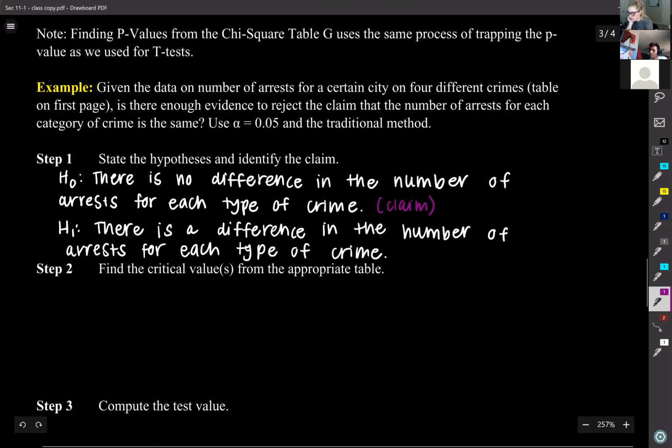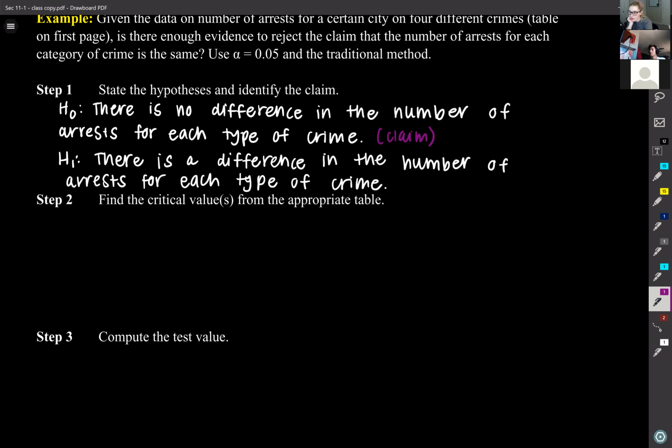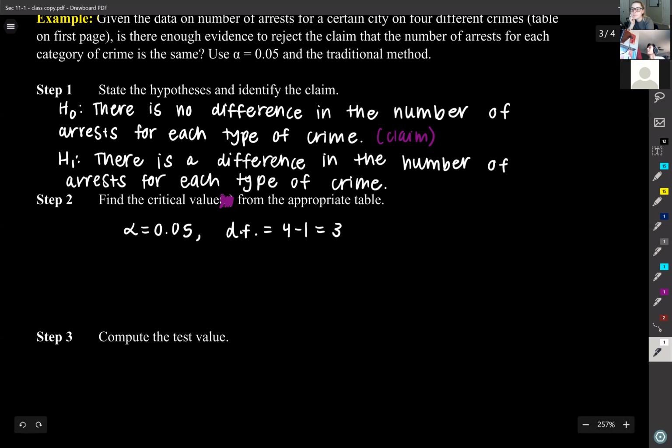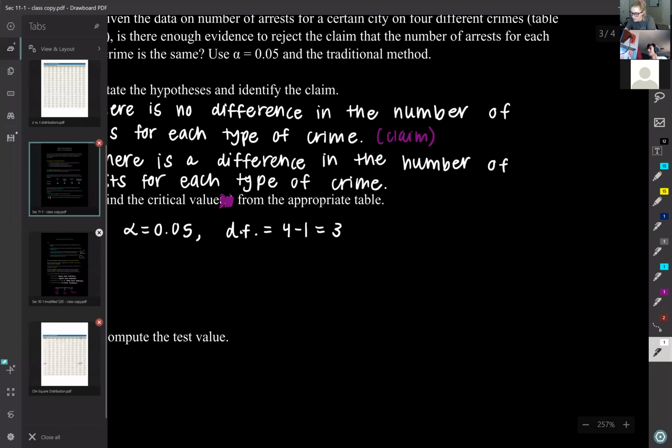Okay, let's do step 2, which is to find the critical values. So we are doing the traditional method. So that means that we find the critical value, it's just one value, because this is only a right-tailed test. So we find the critical value from the table. We have the critical region and the non-critical region, and we reject the null based off that. So let's write down the things we need to know to find the critical value. We need to know our significance level, which is 0.05. And the only other thing we need to know is the degrees of freedom. The degrees of freedom were defined as one less than the number of categories. And we have 4 categories of types of arrests. So the degrees of freedom is 4 minus 1, or 3. Okay, so using those 2 pieces of information, let's go to our chi-square distribution and find the critical value.